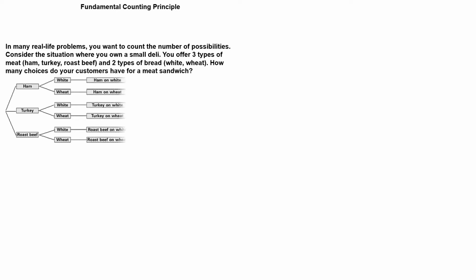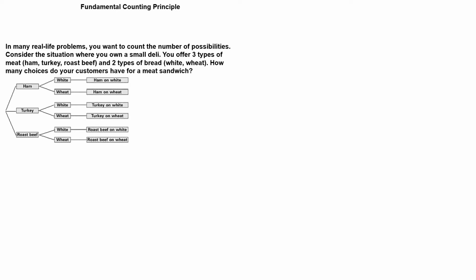One way to answer this question is to use a tree diagram to count how many choices customers have. The first choice is the choice of meat, and the second is the choice of bread. The tree diagram shows the possible outcomes. From this diagram, we can see that there are a total of 6 options or 6 possible outcomes.